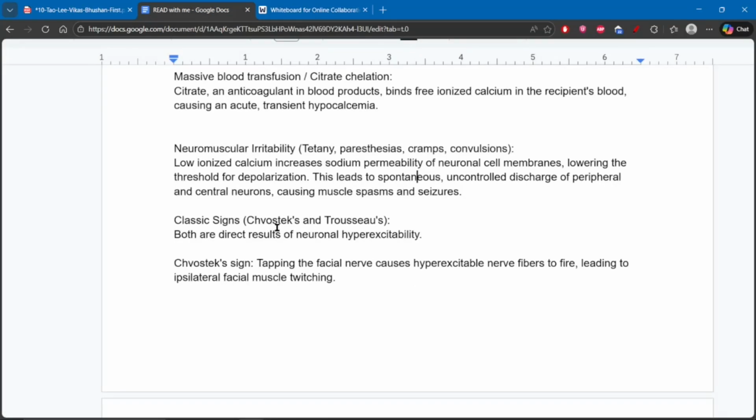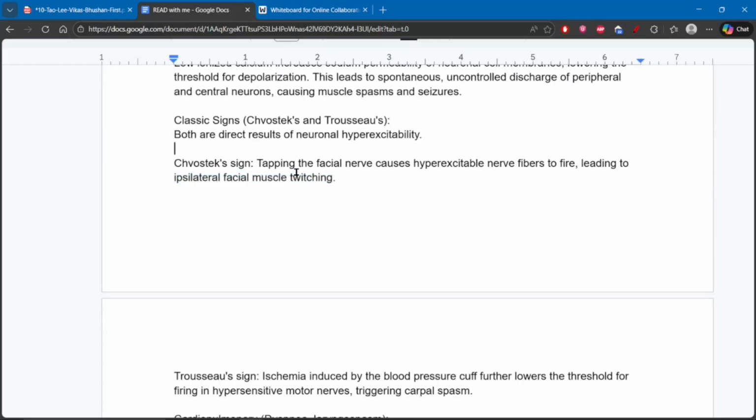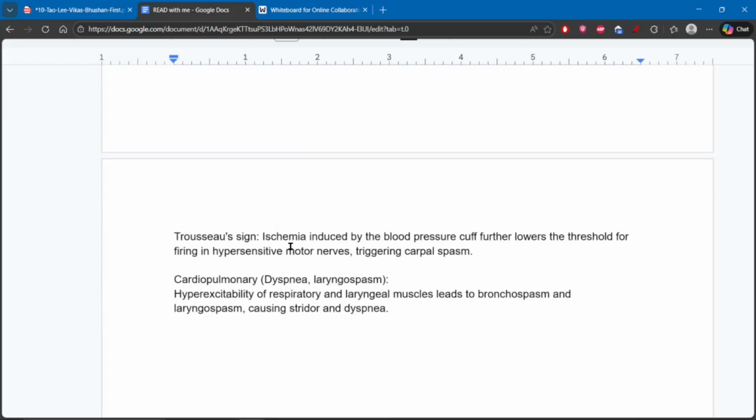Classic signs, Chvostek's and Trousseau's. We've already explained that tapping the facial nerve causes hyperexcitable nerve fibers to fire, leading to ipsilateral facial muscle twitching. This is the most you have to know about Chvostek's sign. And for Trousseau's sign, ischemia induced by the blood pressure cuff further lowers the threshold for firing in the hypersensitive motor neurons, triggering carpal spasm.